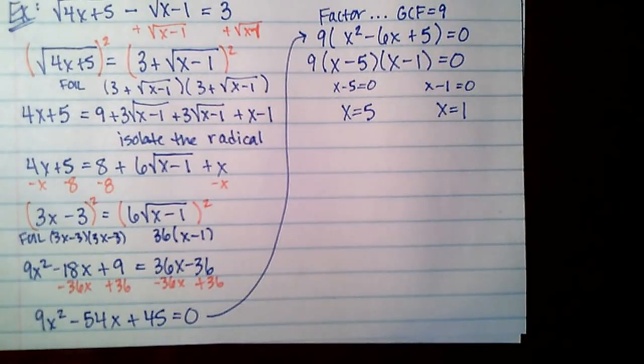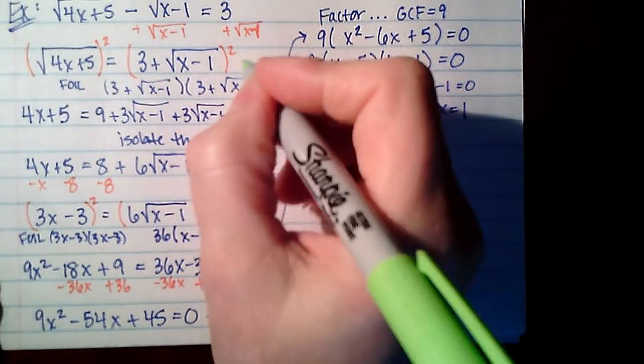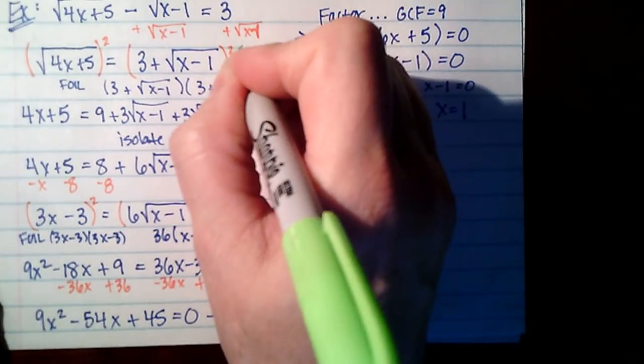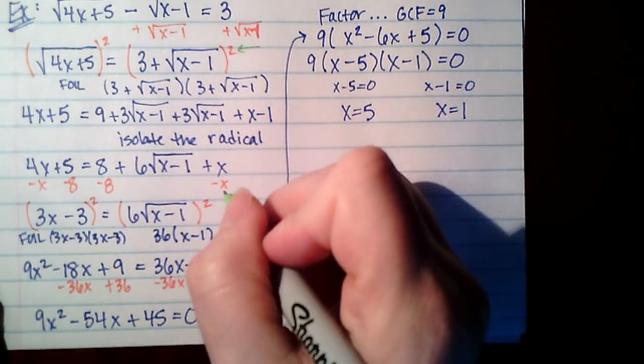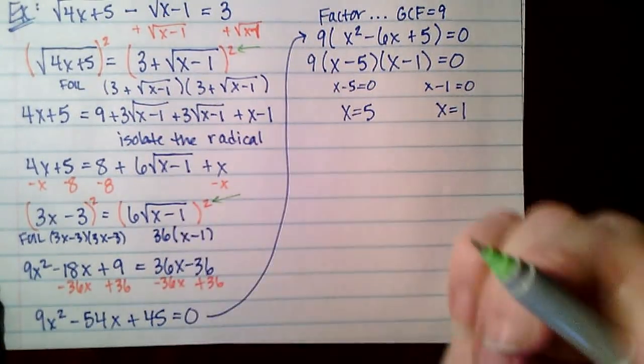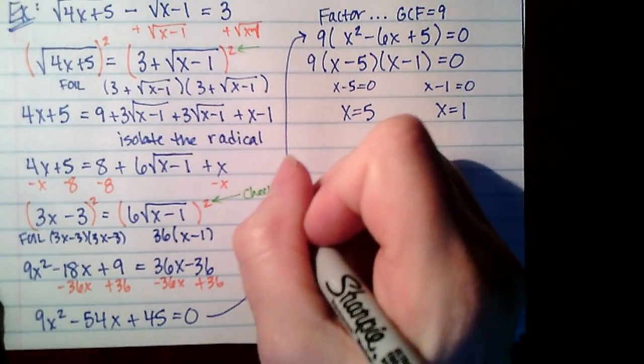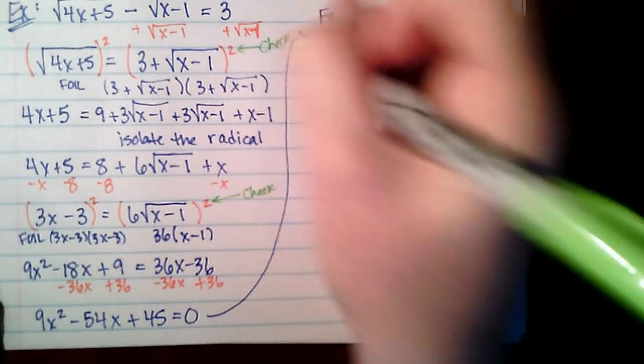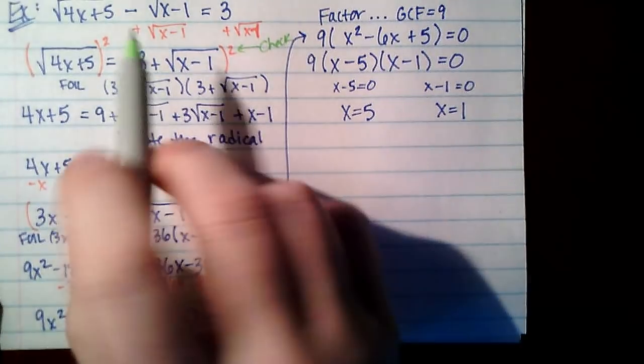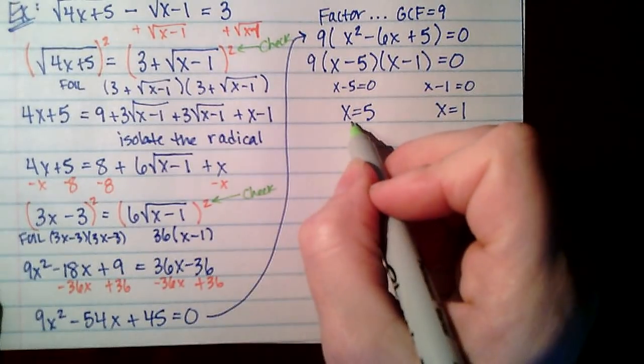Now, do I have to check my answer? Well, look back to the beginning. We raised both sides to an even power, and we actually did that twice. So I guess, yeah, we should probably check our answers. So I go to the original equation, and I'll check x equals 5.